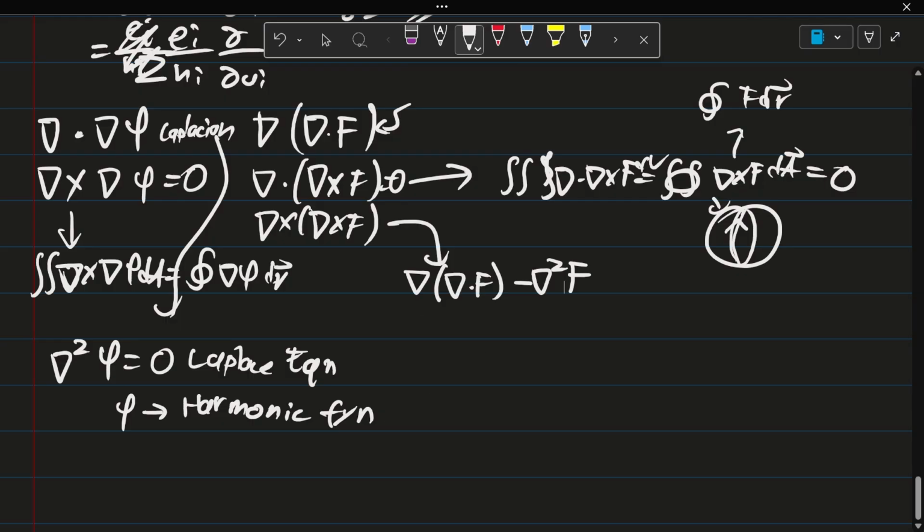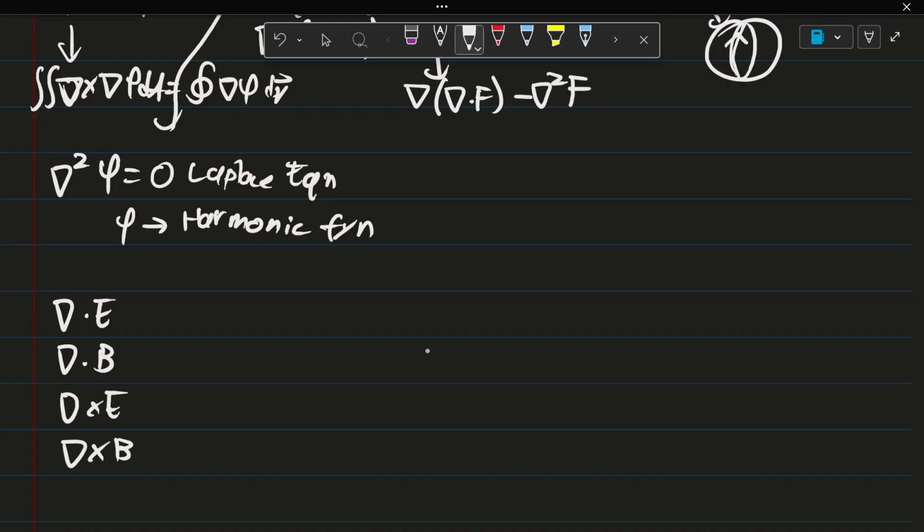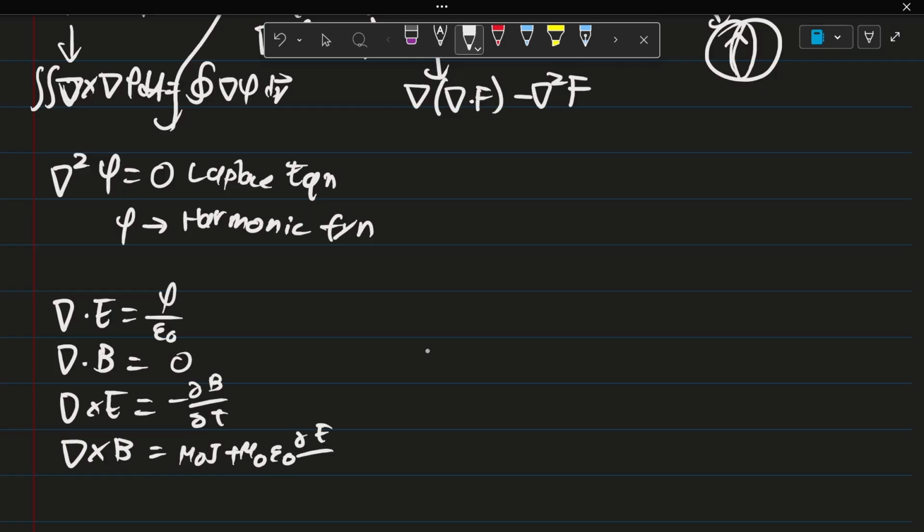There are lots of useful tools from vector calculus that you could apply to physics. One of them is obviously Maxwell's equations. This is rho over epsilon 0. This is 0. This is negative partial B over partial t. And this equals mu 0 j plus mu 0 epsilon 0 partial E over partial t.